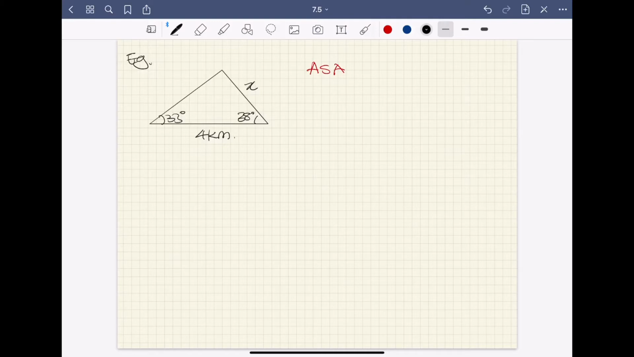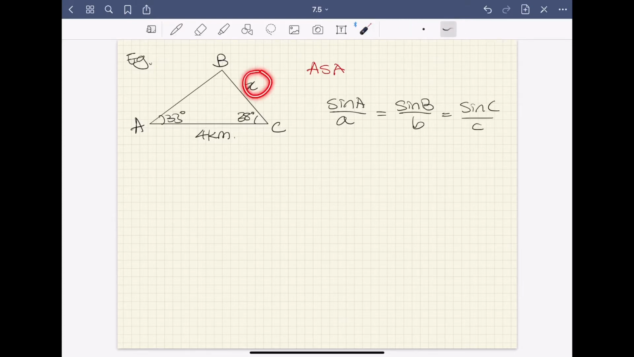So let's use it. Let's say this is A, this is B, this is C. So sine A over a is equal to sine B over b is equal to sine C over c. Let's see what we know first. We're looking for x, which is the little a here, and we know what capital A is equal to. We know what the angle is, so we have to use this one for sure.